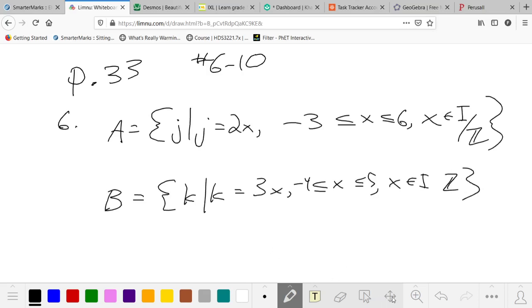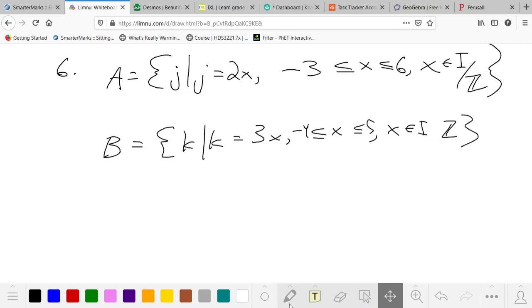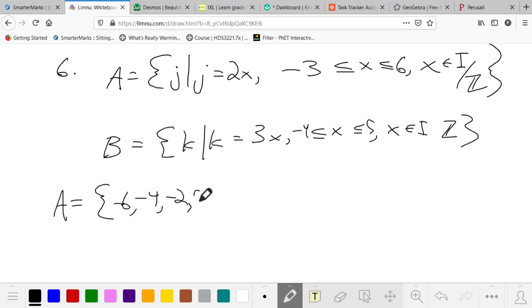So we have to A, draw a Venn diagram to show the two sets and determine the union, the intersection, and the number of elements in each union and intersection. So to do this, I'm going to start by actually writing out set A. So we have -6, -4, -2, 0, 2, 4, 6, 8, 10, 12.